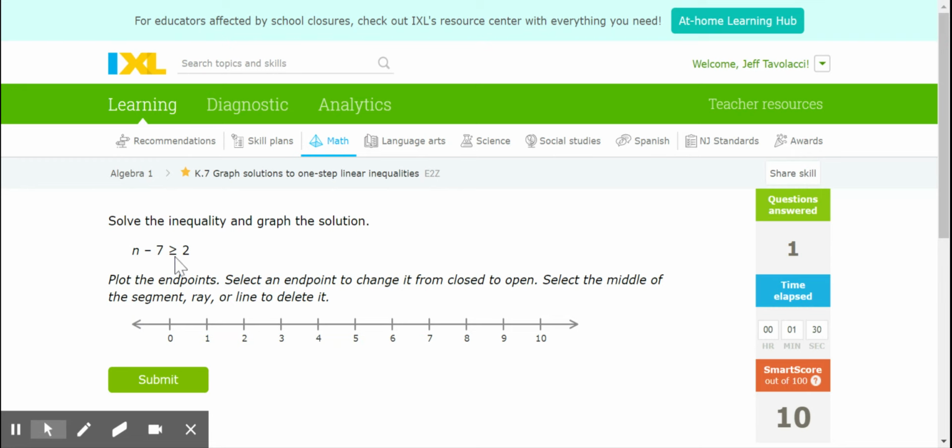Okay, now, n minus 7 is greater than or equal to 2. Well, we would have to undo this or add 7 to both sides, and that's going to give us n is greater than or equal to 9. So we'd go to 9, and since it's equal to, we want to include that point, and greater than, again, would be in this direction.